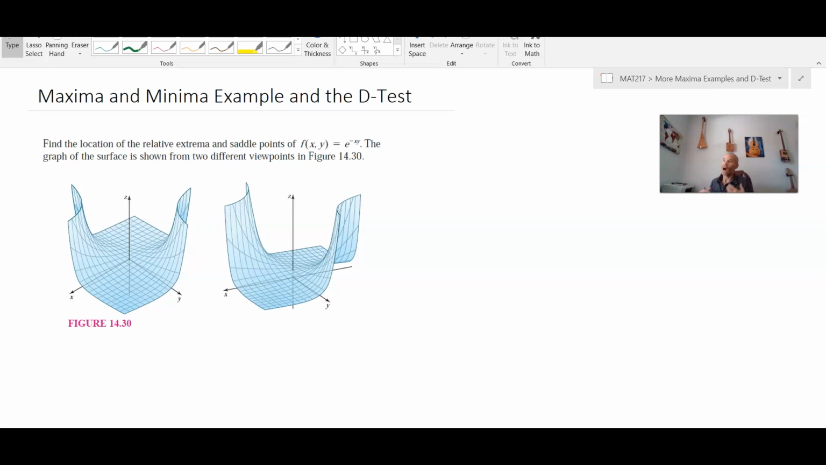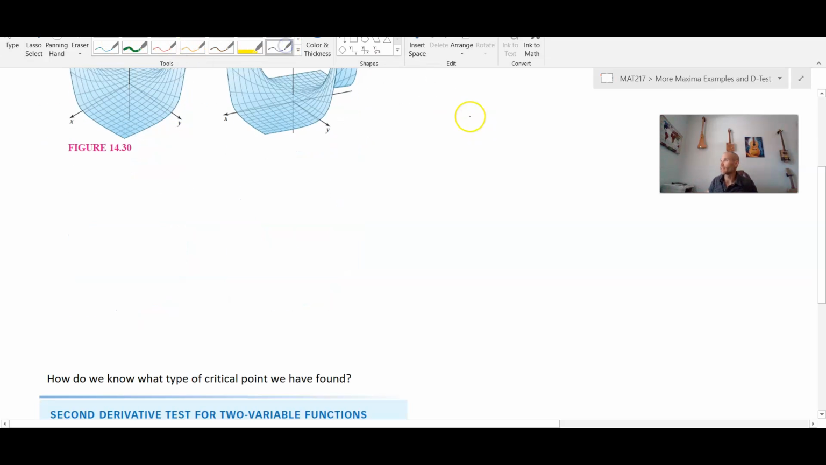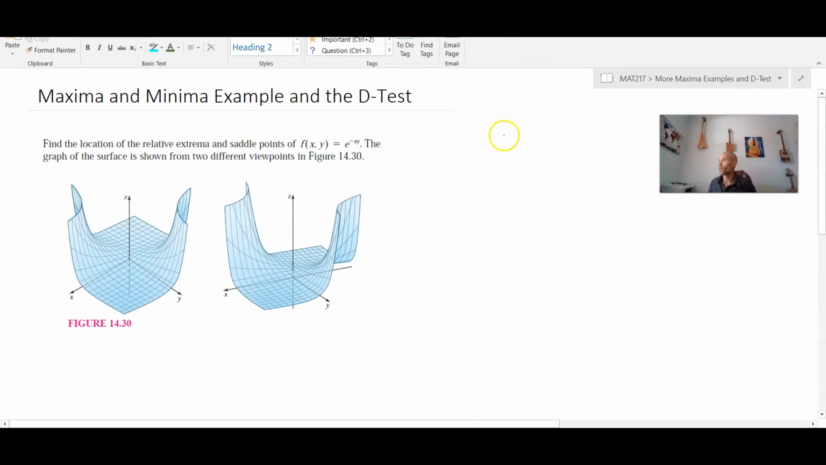We now have an idea of how we're going to find maxima and minima of multivariable functions. And the key we've established is that in order for us to have a critical point, we have to find such points where the partial derivative with respect to x of our function is equal to 0, and where the partial derivative with respect to y of our function is 0.